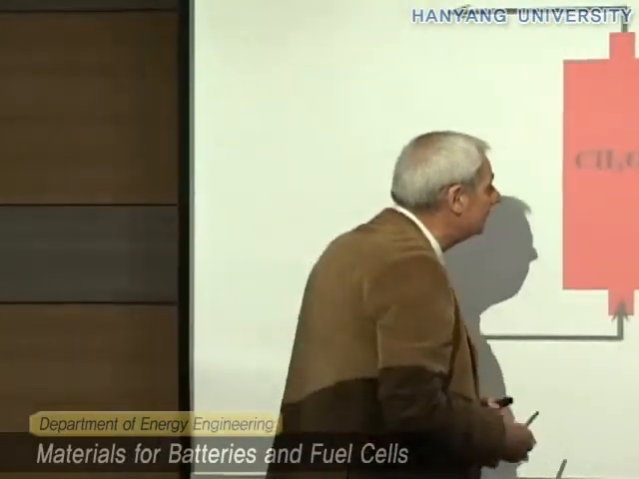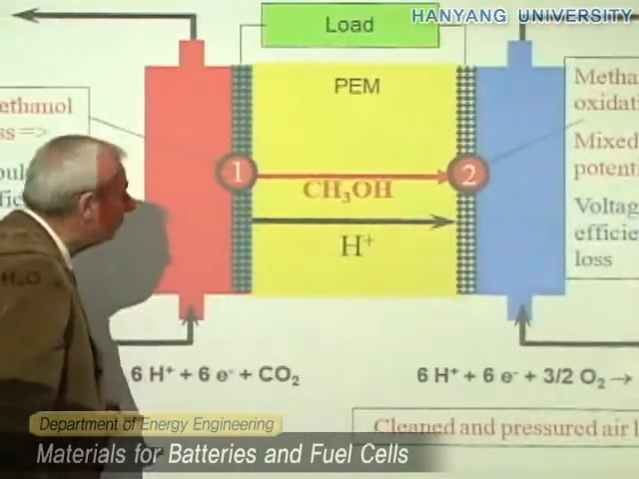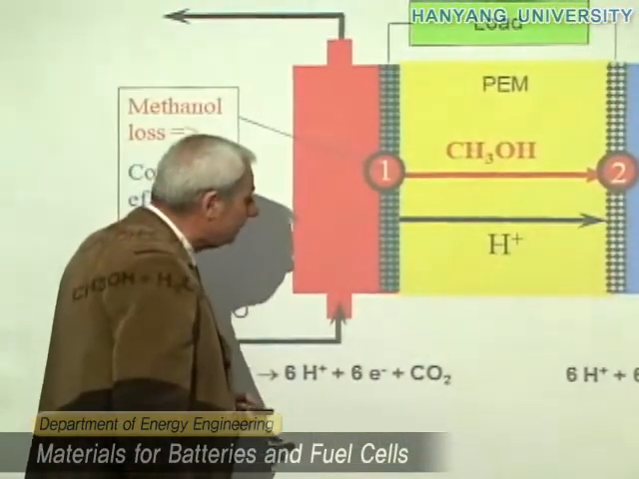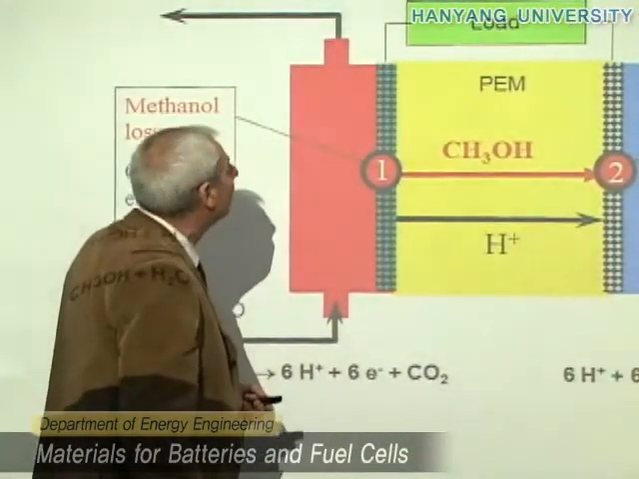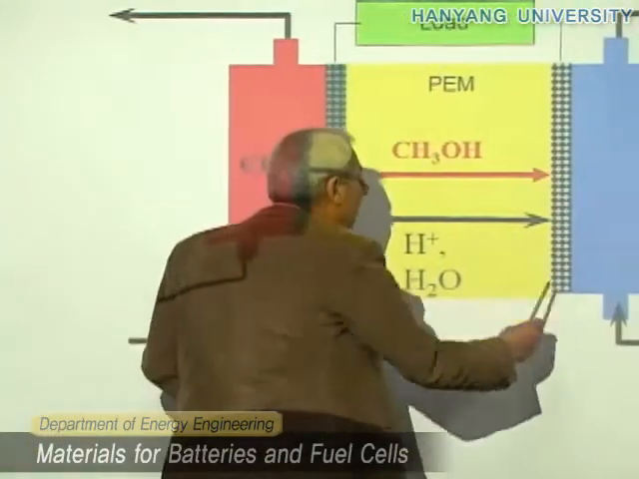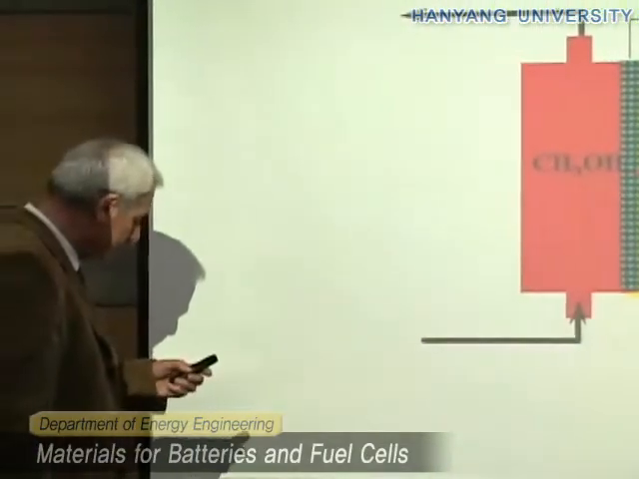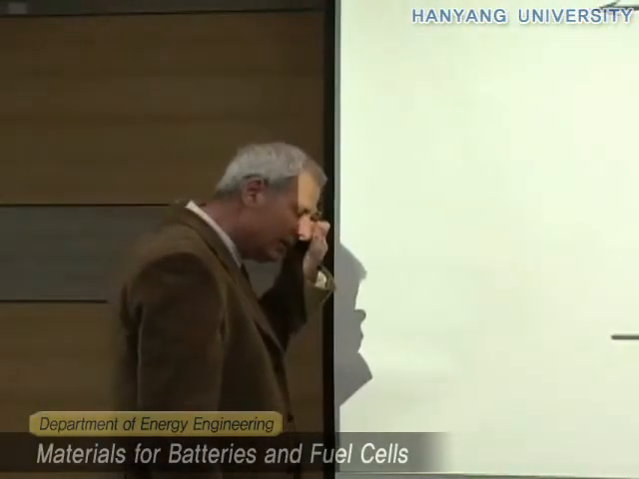Just measure here at this side if we have production of CO2. If this happens, that means that we have some methanol arriving here and being reduced. But as I say, this is still an open question.